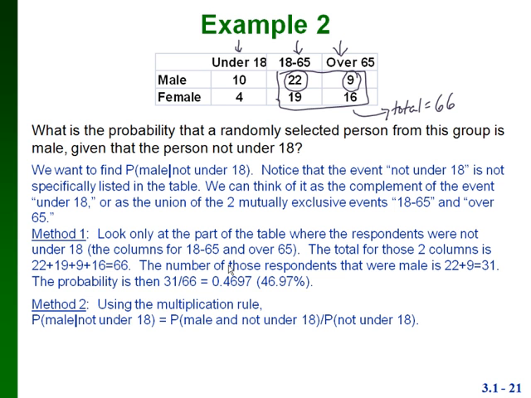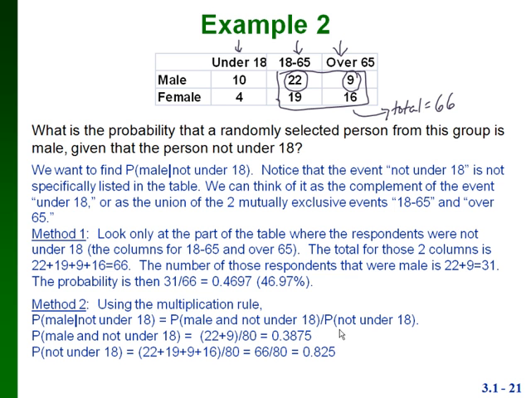Our second method, again, is using the multiplication rule. So for this, we need to find the probability that someone is male and not under 18, and divide that by the probability that someone is not under 18. And again, for both of these, we're considering the probabilities as it relates to this whole table of values. Male and not under 18 would be these 2 cells that we already have circled up here, the 22 and the 9. So we want to add those 2 together, divide by the total from the whole table, which was 80, and that gives us 0.3875.